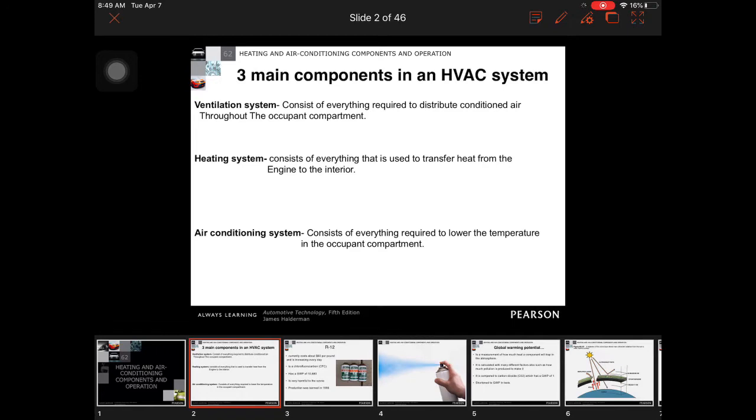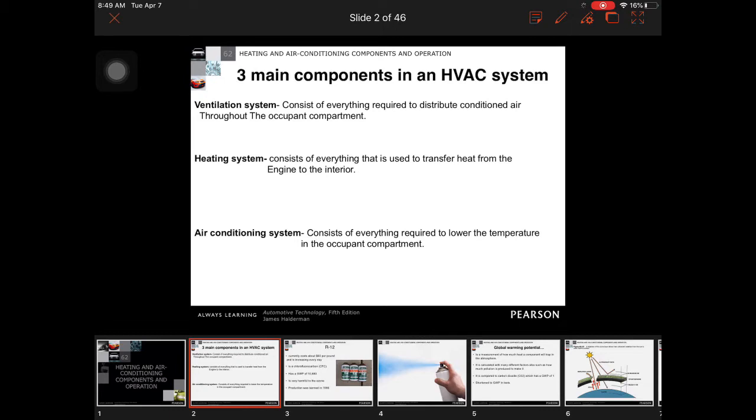It's also going to talk about the heating system, which consists of everything that is used to transfer heat from the engine to the interior. We also talked about a good bit of that last week. And then finally, the air conditioning system, which consists of everything required to lower the temperature in the occupant compartment. So that is what we're going to start talking about now.